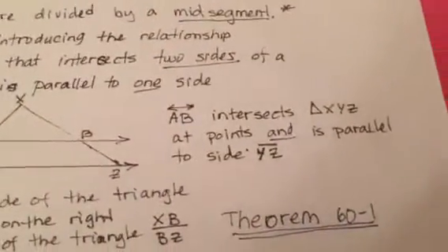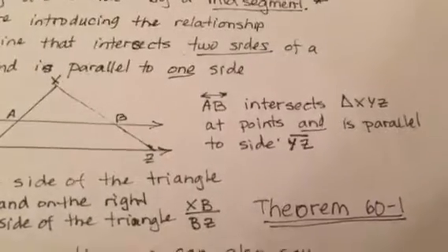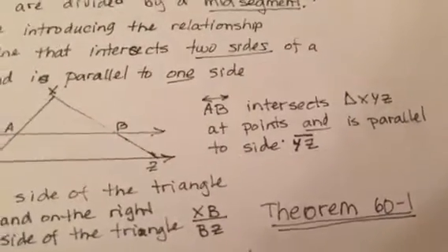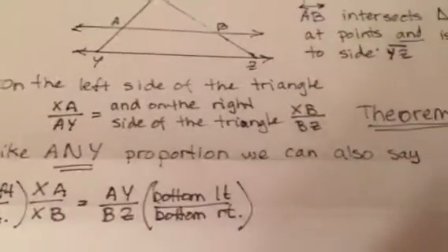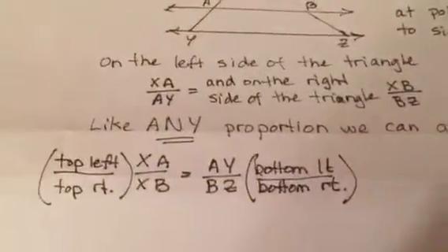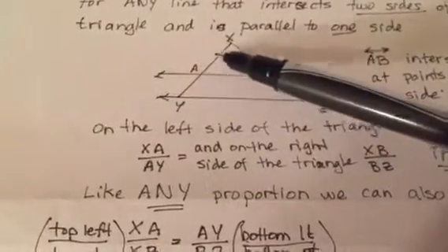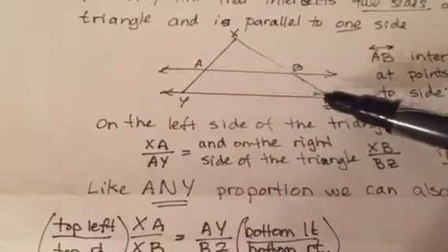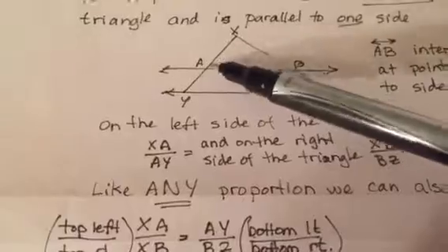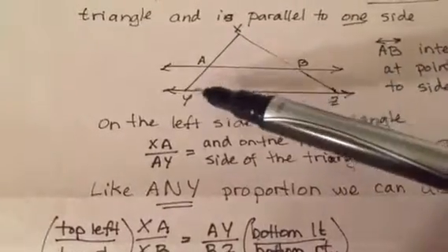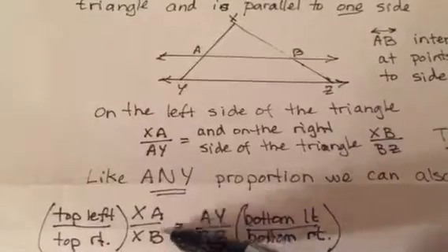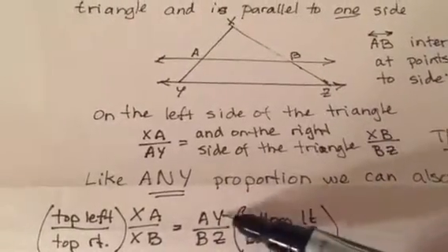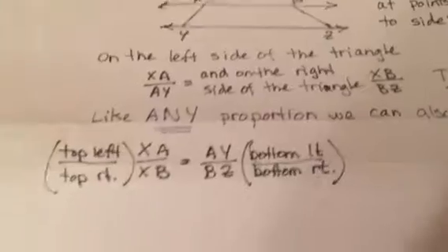This is theorem 60-1. So this proportionality can be used to help us find lengths of sides. Like any proportion, we can also say, before we had top left to top right, bottom right, we can also say top left to top right and bottom left to bottom right, which shows XA over XB and AY over BZ.